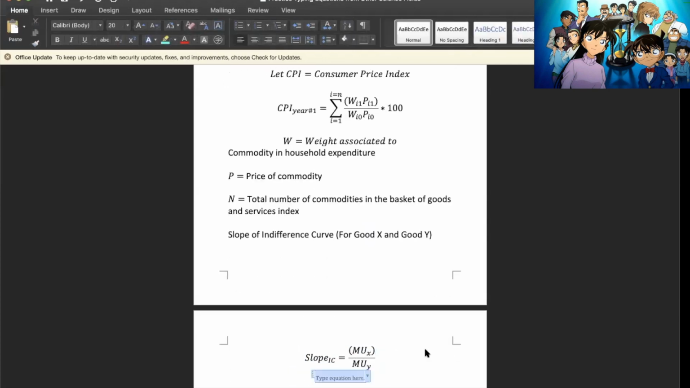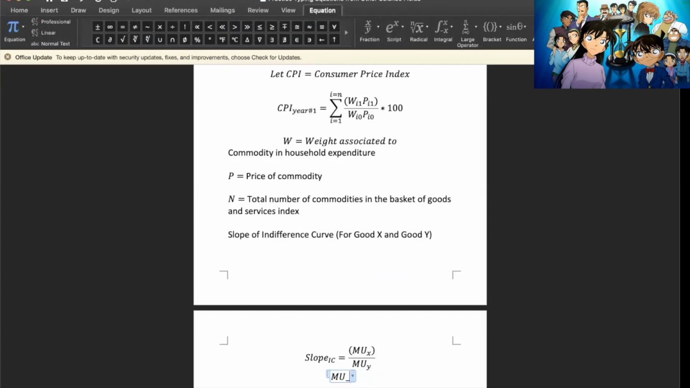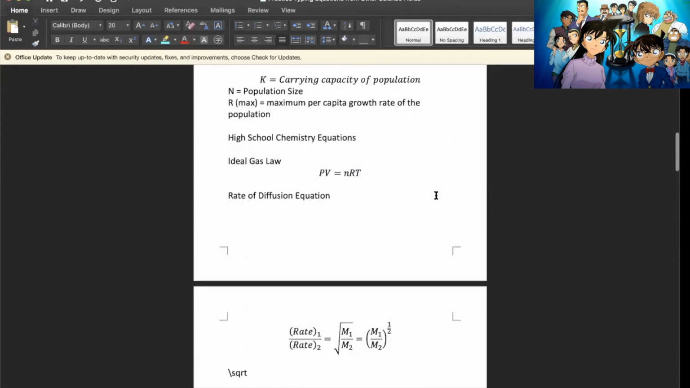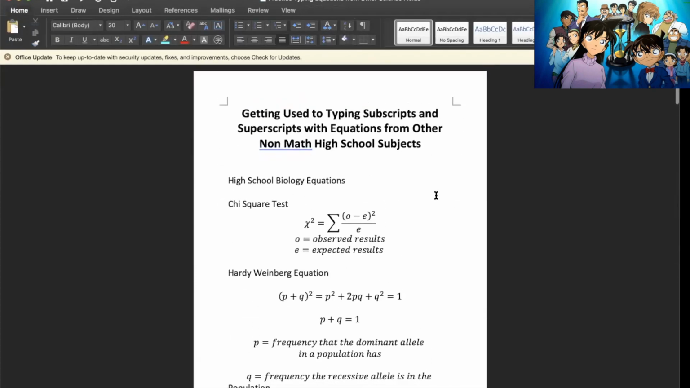And then each of these are defined as MU subscript X equals marginal utility of good X. MU subscript Y equals marginal utility of good Y. And that's all I have to show you as practice equations.